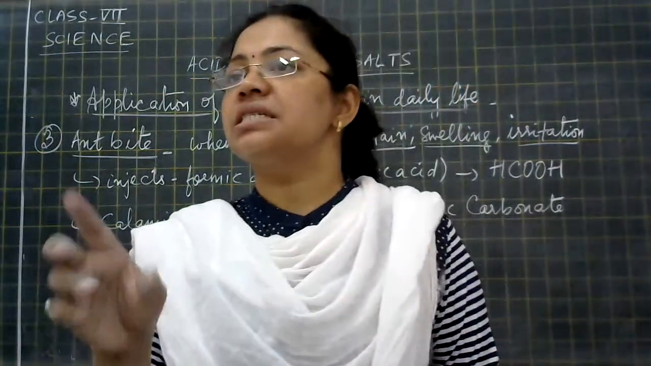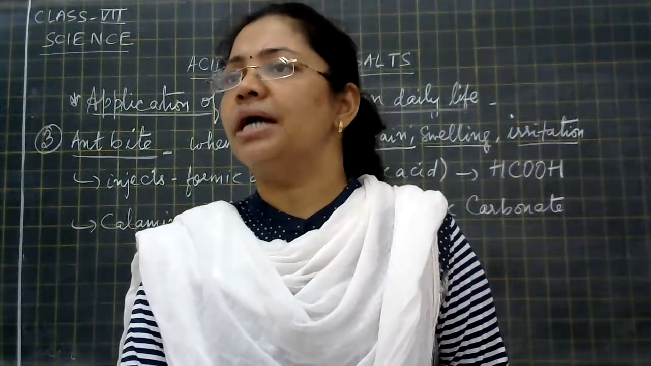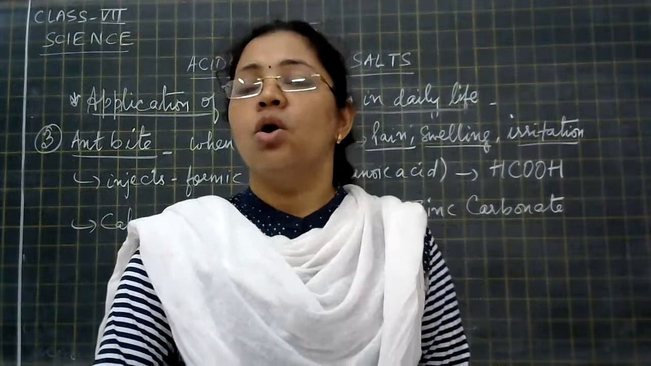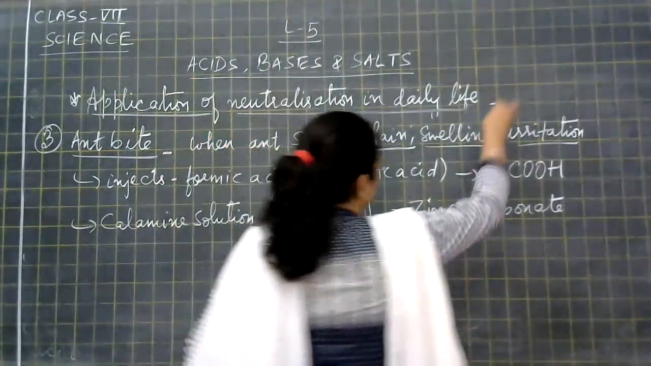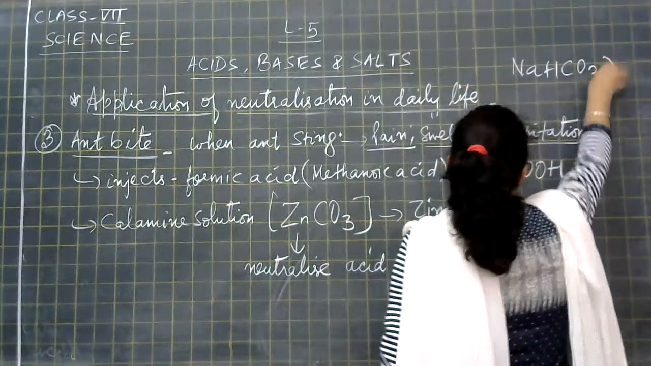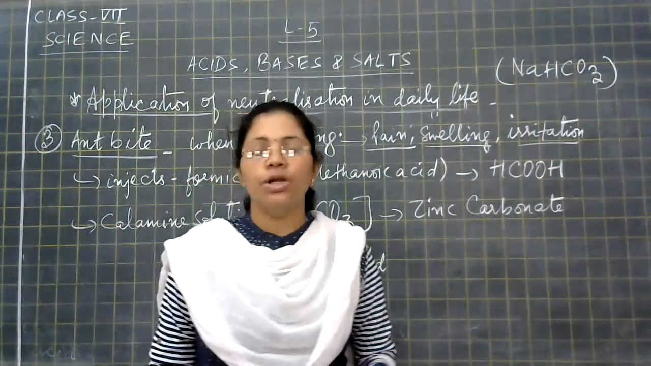So here I can see a question from Bhagyaraj. Okay, you want to know which type of antacid ENO contains? Okay, ENO basically contains sodium hydrogen carbonate. That is commonly known as sodium bicarbonate.